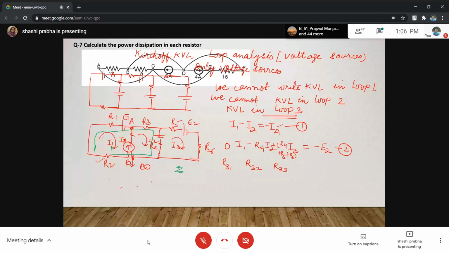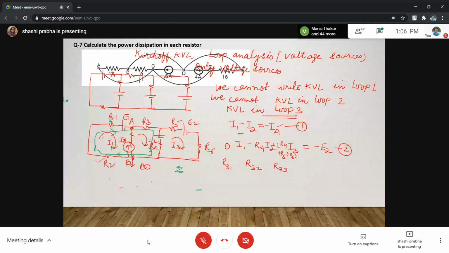Because where is the current source? This is in between 1 and 2. So you will combine 1 and 2. Now look at this green equation. Can you write this green equation combining 1 and 2? Because this is between 1 and 2, no? So combine 1 and 2. When we combine 1 and 2, what about this voltage? I1 R1.